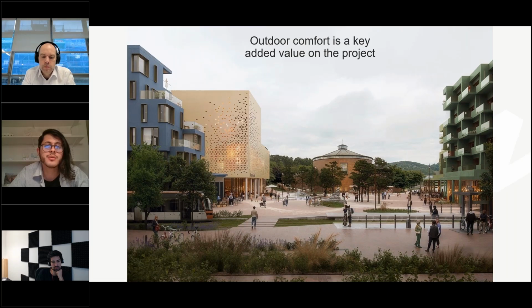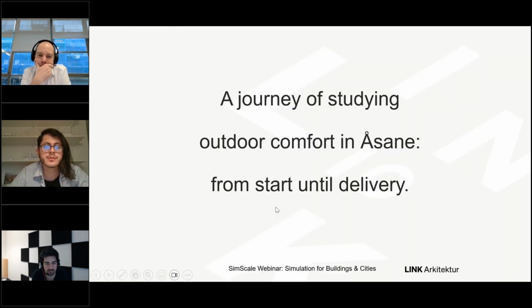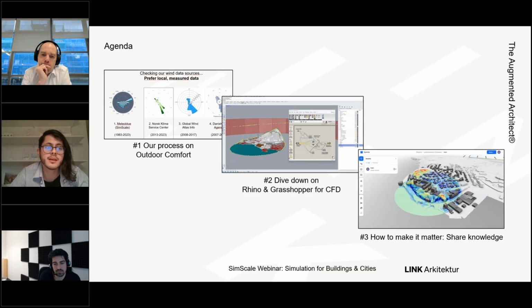And how key it was to really work with outdoor comfort, because this is one of the added values that on the architectural side we were working towards. And this is what also set a project like ours at this scale apart. So today I would like to show you this journey on how we really study outdoor comfort in a project from the beginning until the end, using the Rhino Grasshopper ecosystem, SimScale, and also the expertise that we have gathered on these topics. So for my case, I would like to share a little bit on the agenda, 3 points.